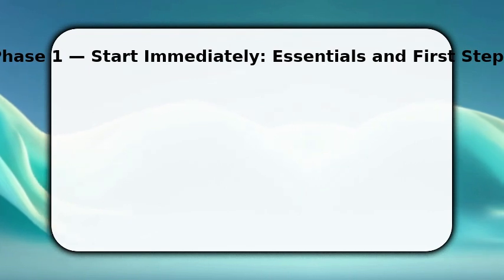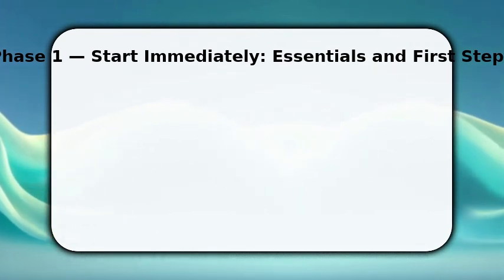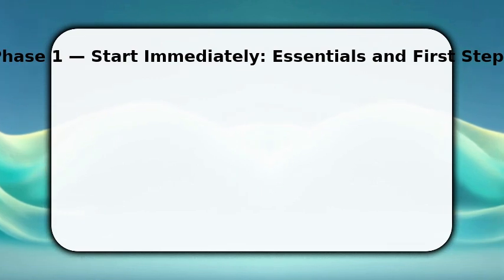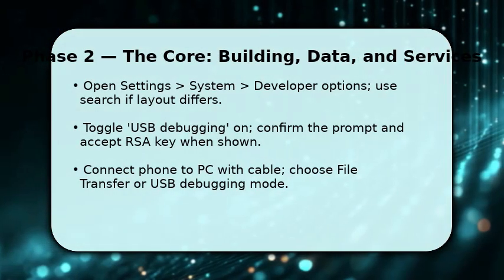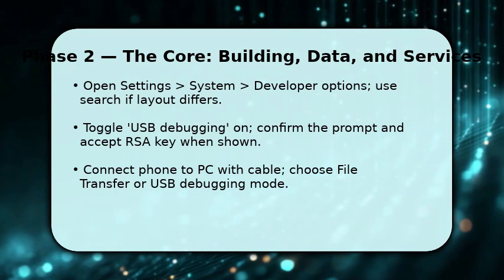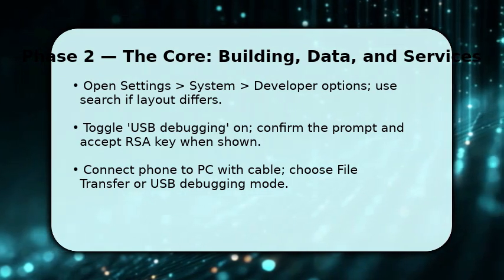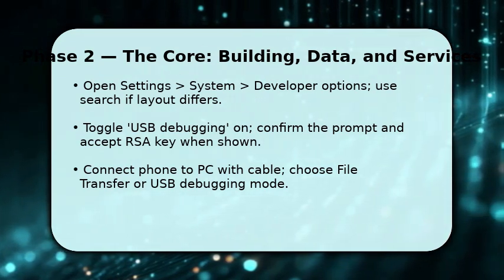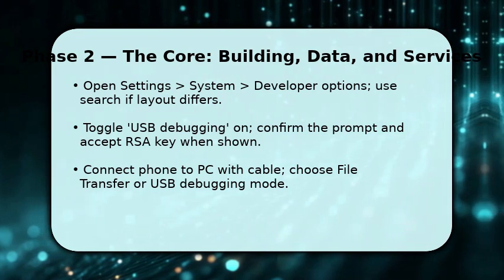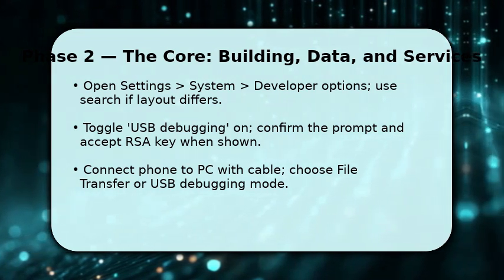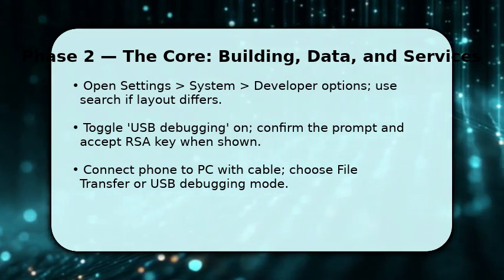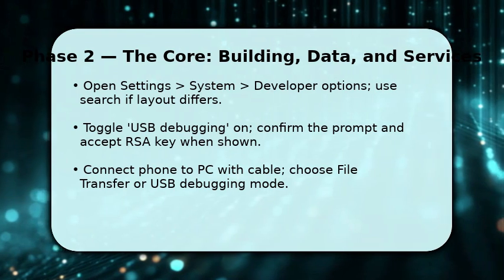Once done, go back. Developer options will appear so you can continue with USB debugging. Now you enable the actual debugging feature. In Settings, find Developer Options, sometimes under System, then locate and toggle USB debugging on. You'll see a confirmation. Read it and tap Allow because this grants ADB access from the computer.